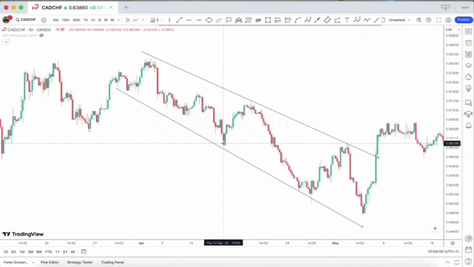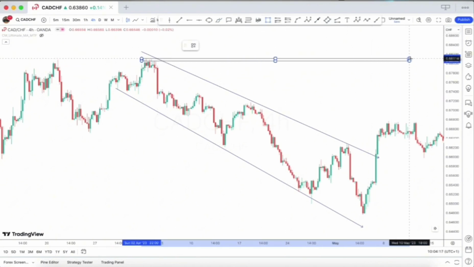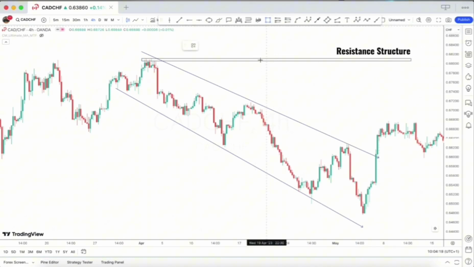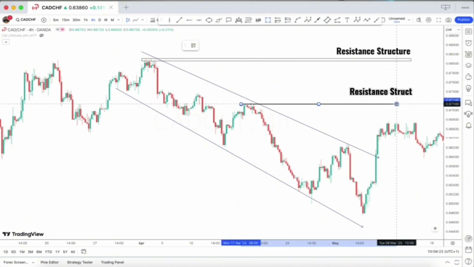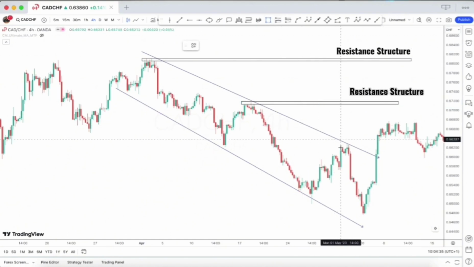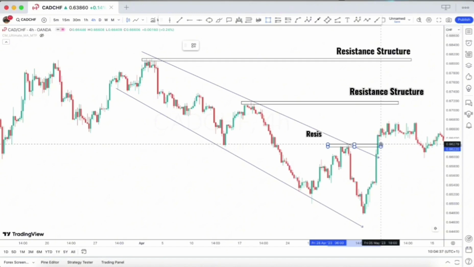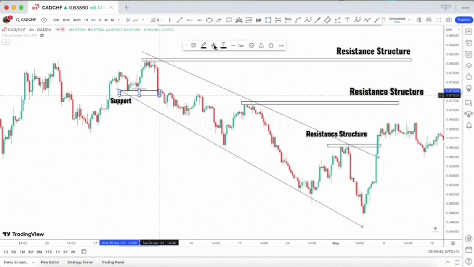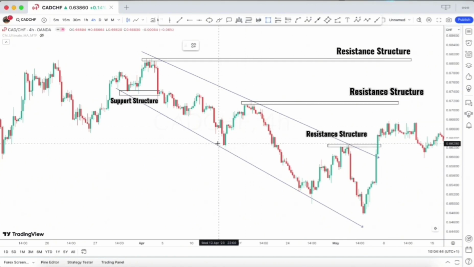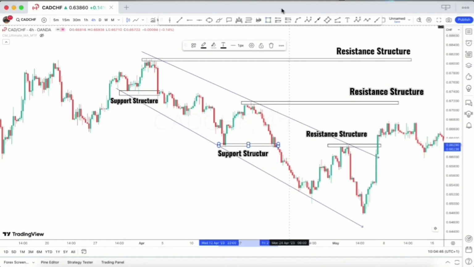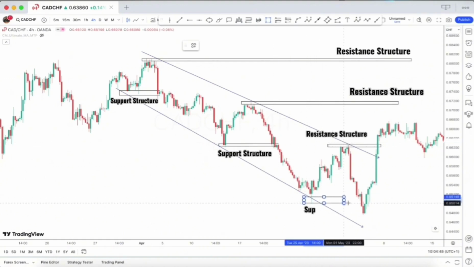Okay, so now the most important aspect of this support and resistance is marking out the structures, right? In order to mark out the structures, I will need to use these tools. This is our resistance structure. This is also our resistance structure, as you can see, and this is also our resistance structure. And for the support, this is the support structure, and we also have another support structure right here, another support structure right here, as you can see.